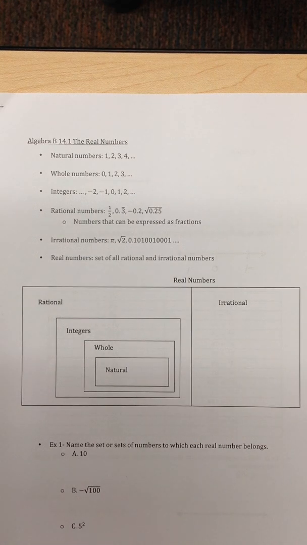This is section 14.1, the real numbers. Okay, so we're going to go over different categories of numbers here. The first one is natural numbers. We also call these the counting numbers.